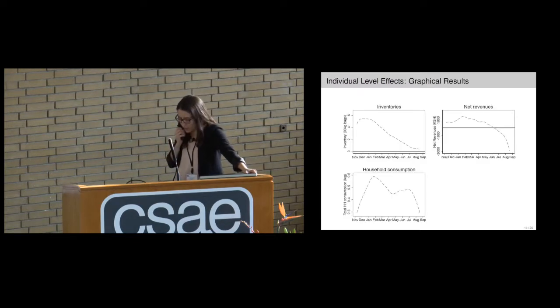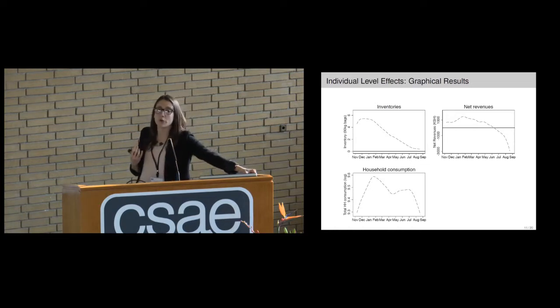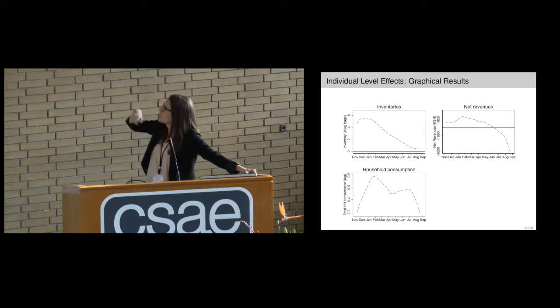So I want to show you the results at the individual level, but before I do, I first want to show you for our 3 main outcome variables on inventories, net revenues, and consumption, how these outcomes vary over the course of the season just among the control group. So this is showing you from November, this post-harvest period, out to the end of August, the end of the lean season. So what you see is inventories start off high, they're rapidly depleted, as we showed before.